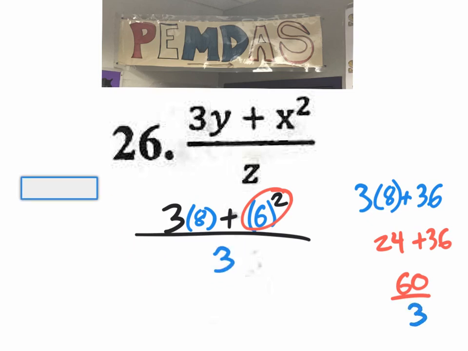So I have a 3 down here. So our final step, when you have a fraction, simplify the top, simplify the bottom, and the final step is to actually try the fraction division bar. So 60 divided by 3, that is 20. And if you check the back of your page, that is the correct answer.